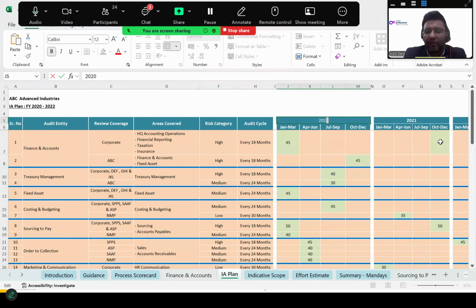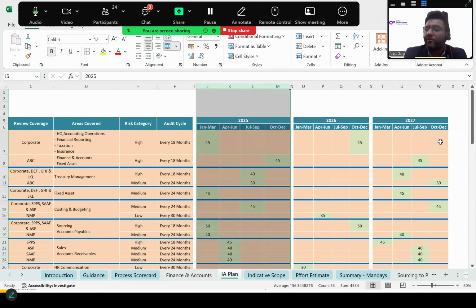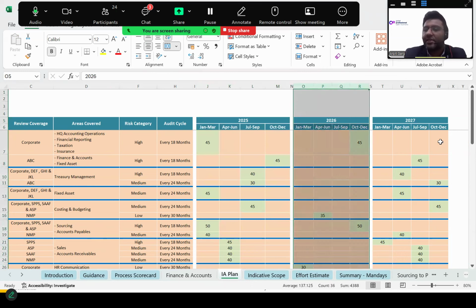This is 2025, everyone. This is 2026, and this is 2027. So for 2025, your plan gets frozen. For 2026, this is a tentative plan, right? For 2026, you will always like to redo this risk assessment and see if there is any change of plan.